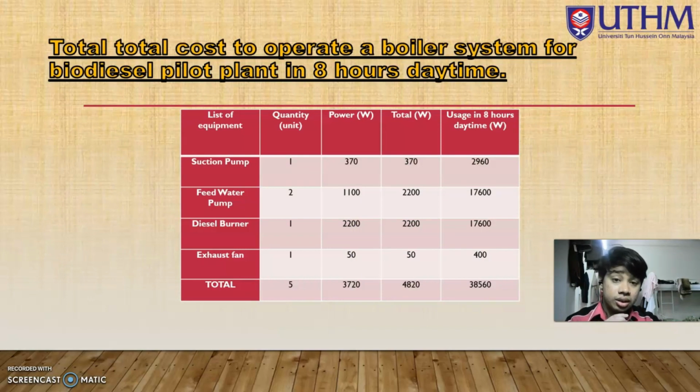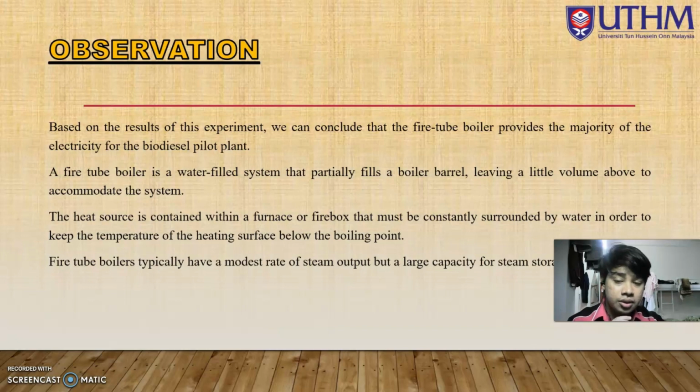So this is the total cost to operate the boiler system for the biodiesel pilot plant in an 8-hour daytime. After calculating all the usage, the total usage that we collected and calculated is around 38,560 watts per 8-hour daytime. For the observation, based on the result of this experiment, we can conclude that the fire tube boiler provides the majority of the electricity for the biodiesel pilot plant.